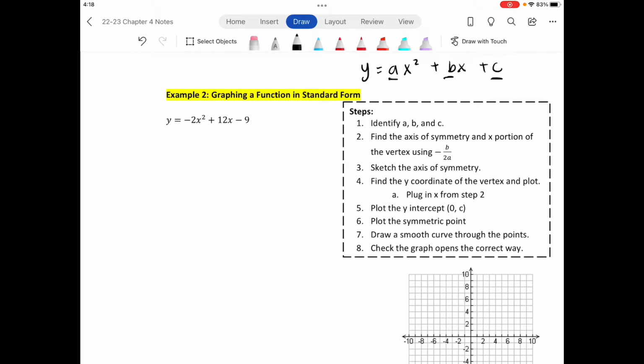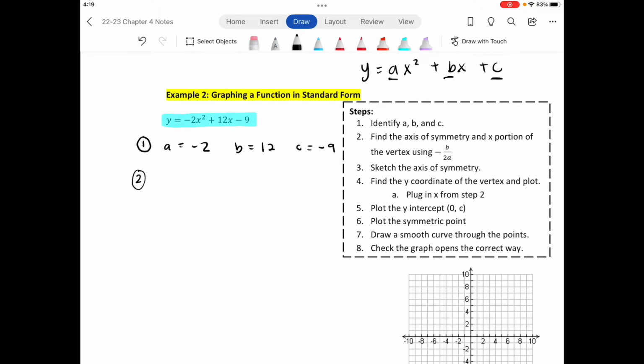We need to be able to identify a, b, and c from a given equation. Given this equation, we're going to do step number 1. We're going to identify a, b, and c. We're going to notice that a is the number in front of the x squared term. So a is going to be equal to -2. B is the number in front of the x term, which is 12. And c is the constant, which is -9. It's really important that you use not just the number, but also the sign that goes with the number when identifying a, b, and c.